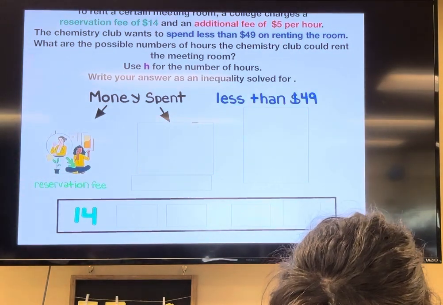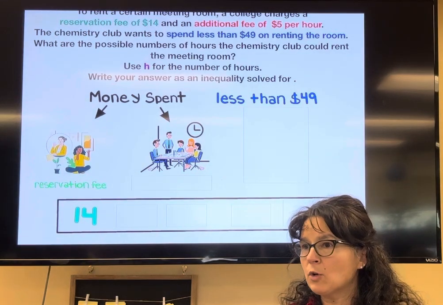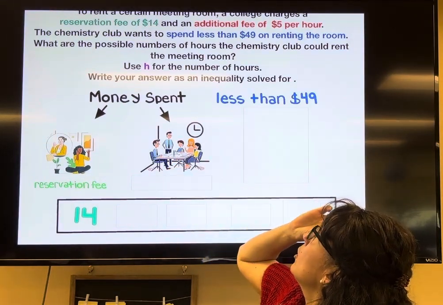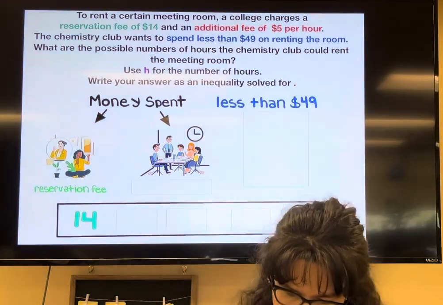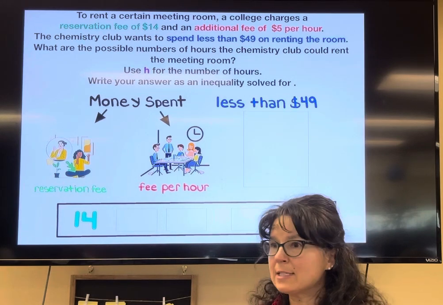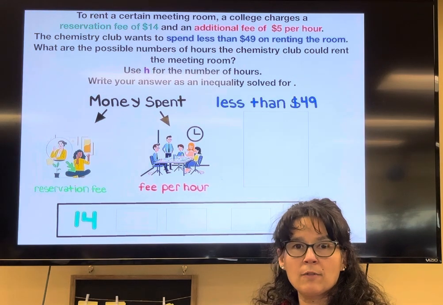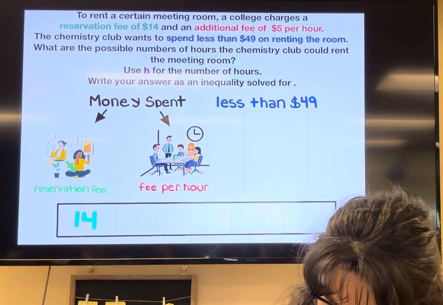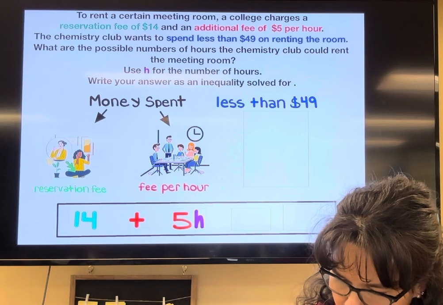But then the other part that's contributing to how much money they spend is how much time they spend in the room. Every hour they're in the room, it's a $5 charge. So this is a fee per hour. 1 hour is $5, 2 hours is $10, 3 hours is $15. In other words, it's the number of hours they spend in the room multiplied by 5. So I'm gonna add on to the $14 just to hold the room, the $5 per hour.